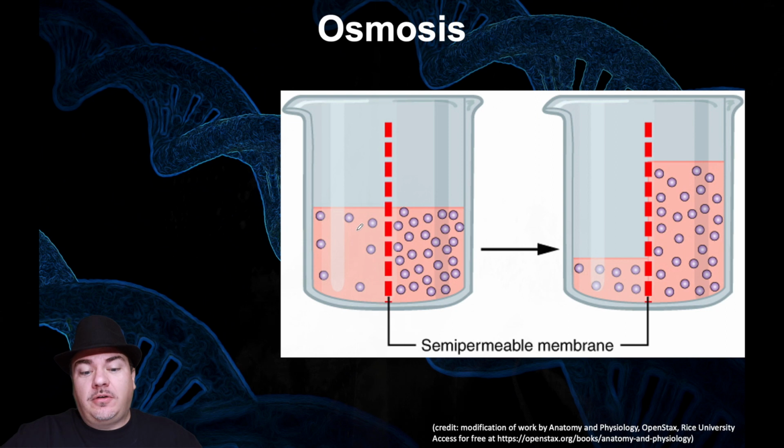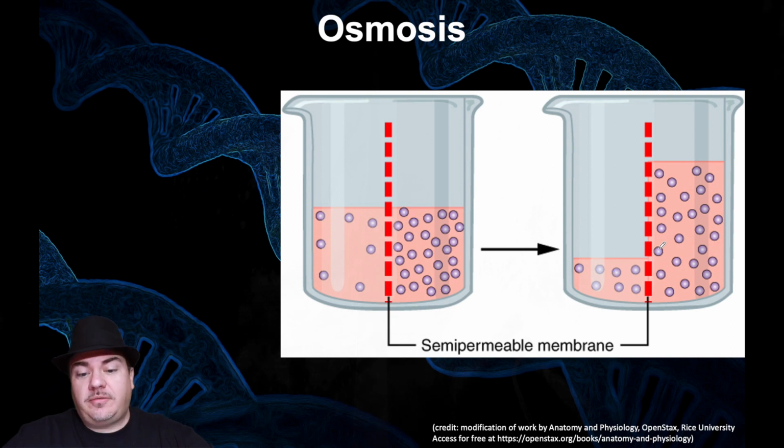Instead of saying water diffuses from an area of high water concentration to an area of low water concentration, what we say is the net direction of osmosis is from an area of low solute concentration to an area of high solute concentration until the solute concentration is equal on both sides. That's the net direction of osmosis.